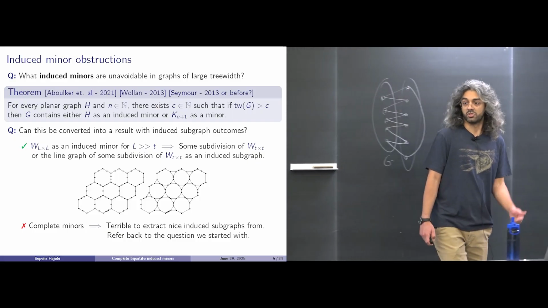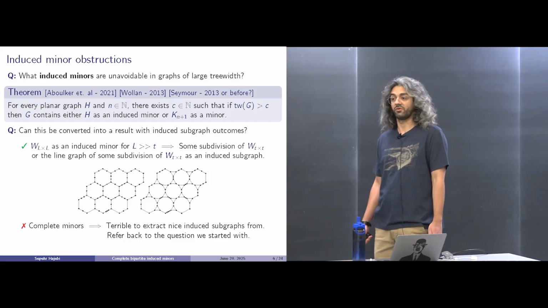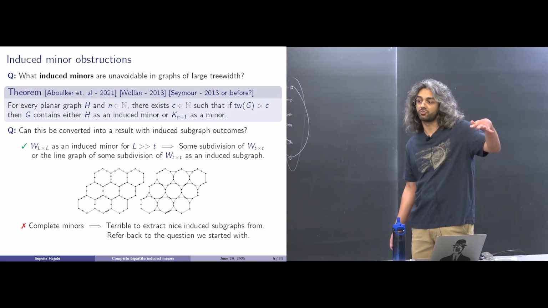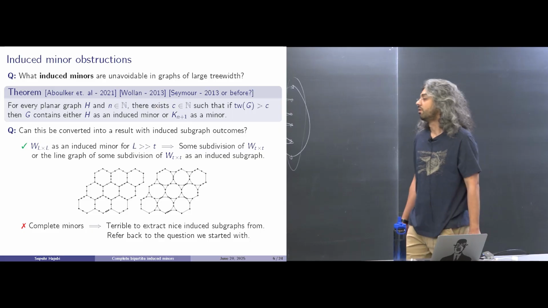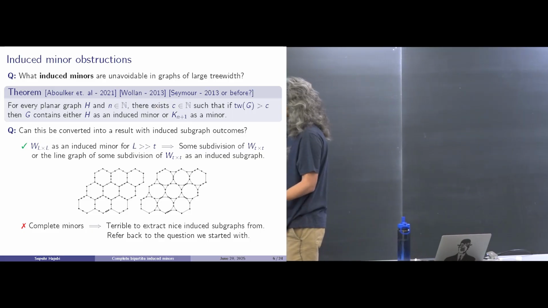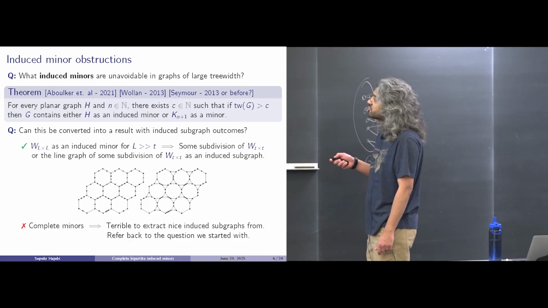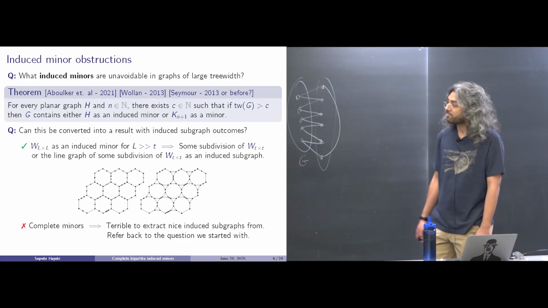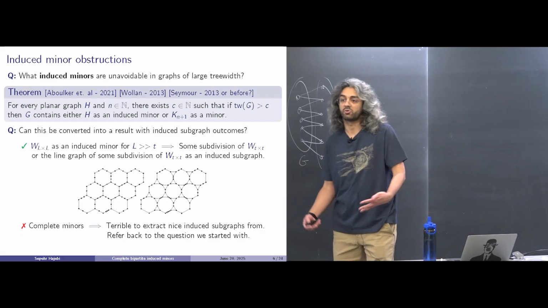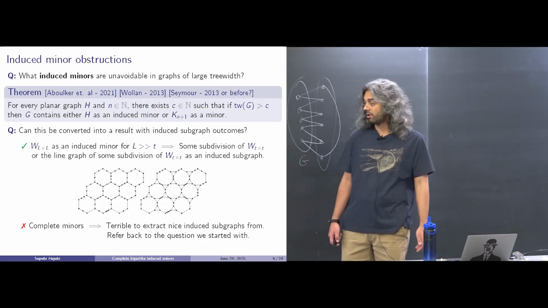So this is why that question is important. If there's ever going to be an answer to that question, it immediately solves the problem of what are the unavoidable induced subgraphs of graphs with large treewidth. And again, this doesn't seem to be as useful as a tool to solve the induced subgraph problem, because complete minors are just way too complex to extract any interesting induced subgraph from.